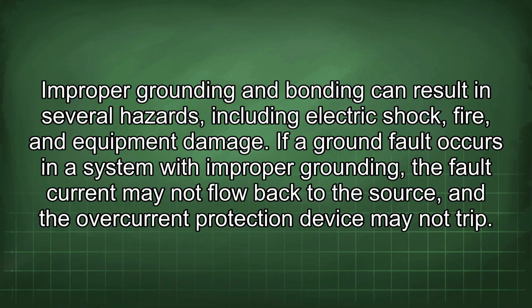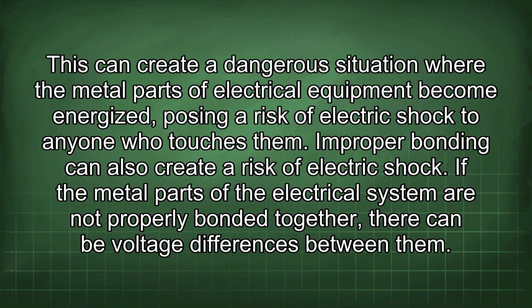If a ground fault occurs in a system with improper grounding, the fault current may not flow back to the source, and the overcurrent protection device may not trip. This can create a dangerous situation where the metal parts of electrical equipment become energized, posing a risk of electric shock to anyone who touches them.